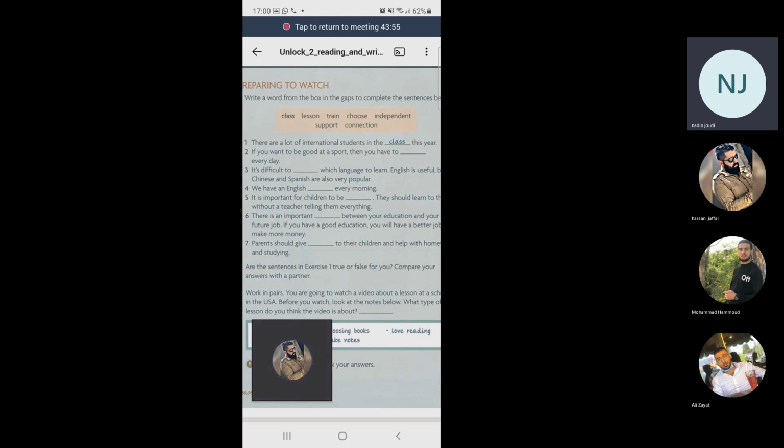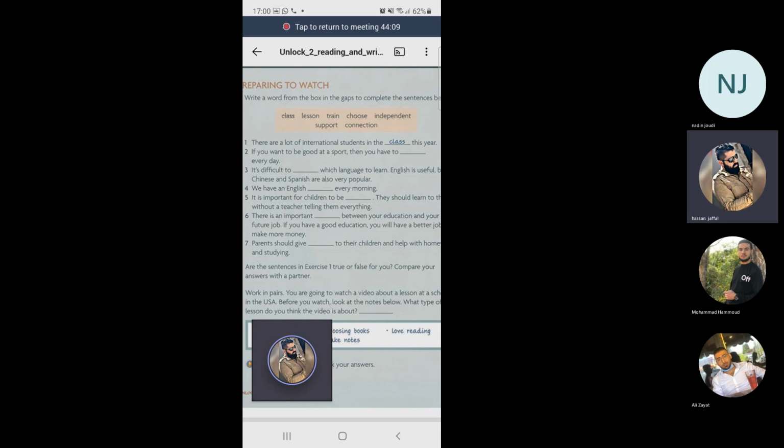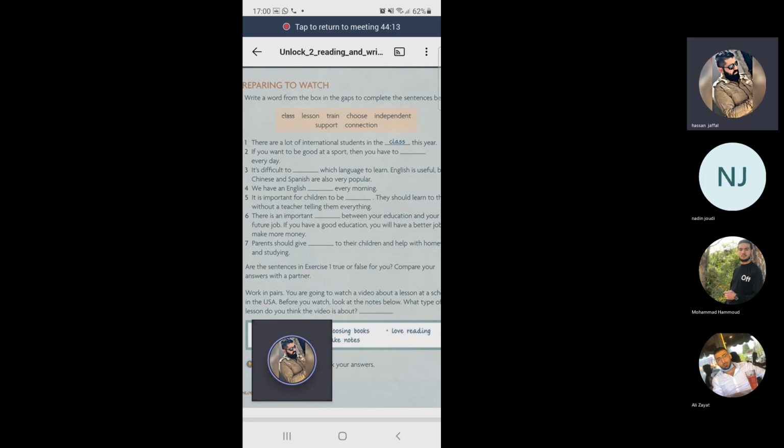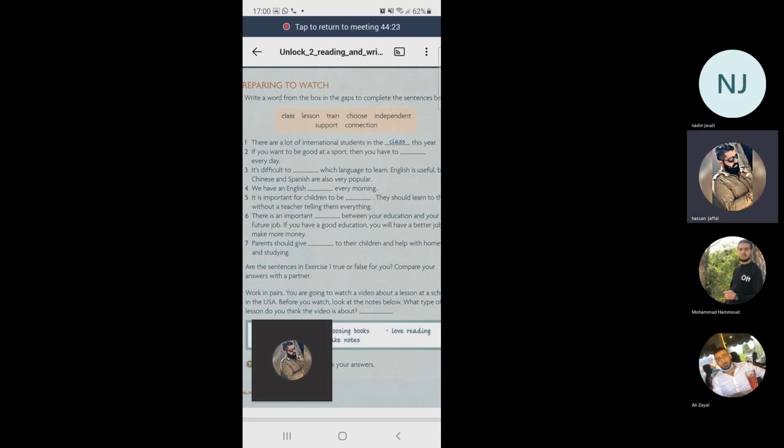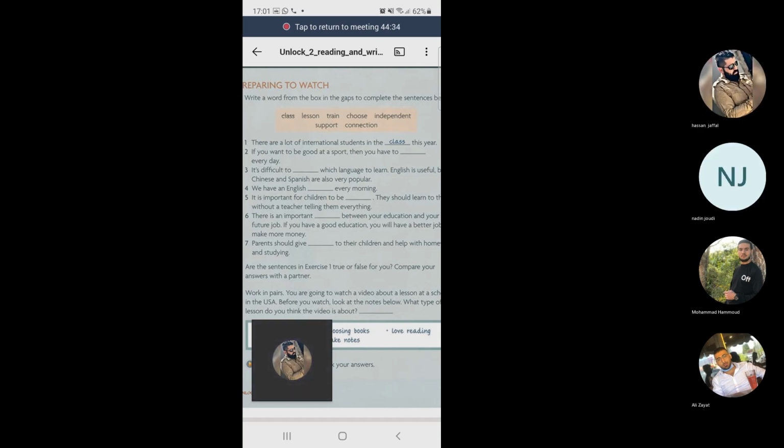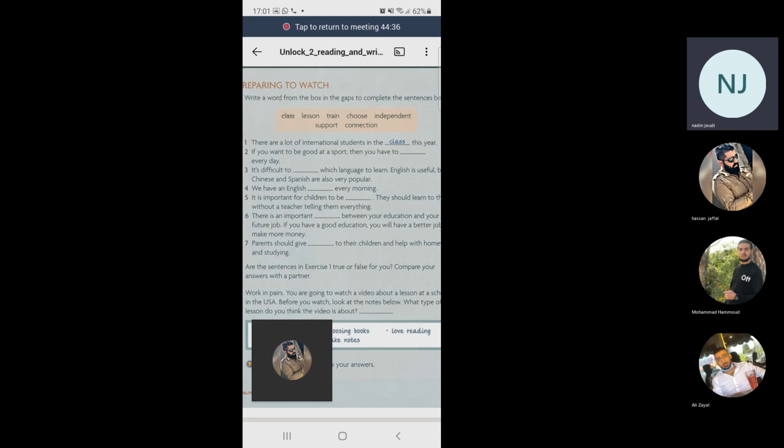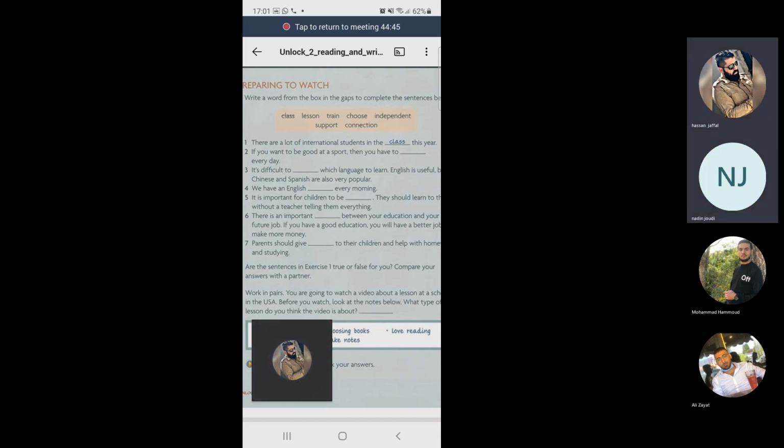Now, number two, if you want to be good at sport, then you have to train every day. Which tense is used? Present participle. Here is an if clause. There is if at the beginning. We call it conditional, if clause. Clause, C-L-A-U-S-E.